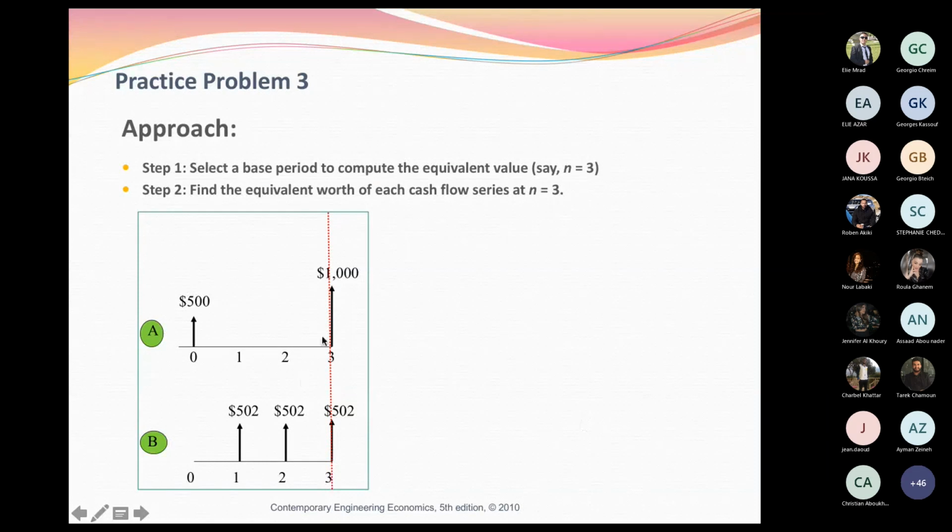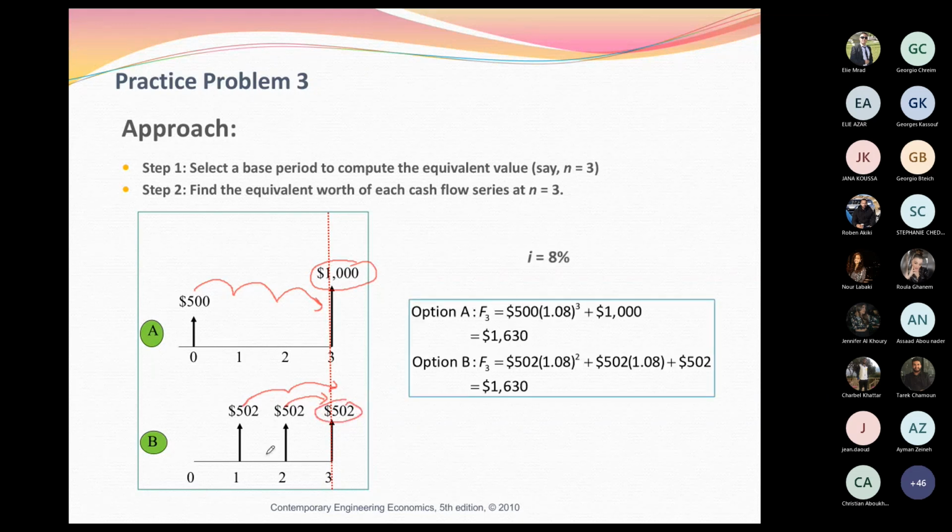So they selected 3 in your slides. To determine the equivalent at 3, 500 compounded 3 times plus 1000 should be equal to 502 compounded twice, 502 compounded once, plus 502. I is unknown, you solve for I. Here they did it on Excel or trial and error. You set I as an unknown and you solve for it if it's feasible analytically. Of course, if I give it to you, it will be feasible analytically. Is it clear?